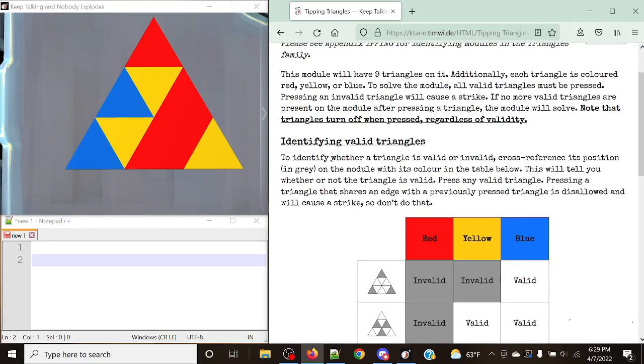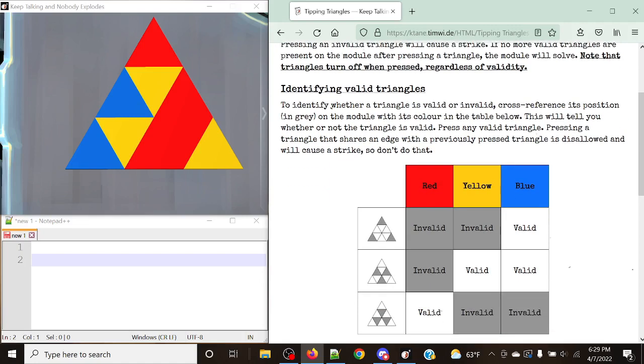So now, we're going to be identifying valid triangles again. Simply makes sense. To identify whether a triangle is valid or invalid, cross-reference its position in gray on the module with the color in the table below. And this will tell you whether or not the triangle is valid. We're going to be pressing any valid triangle, and pressing a triangle that shares an edge with a previously pressed triangle is disallowed and will cause a strike, so don't do that. Now, we need to be careful with this one.